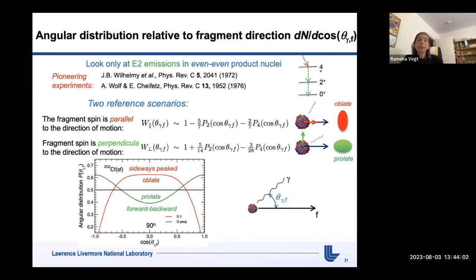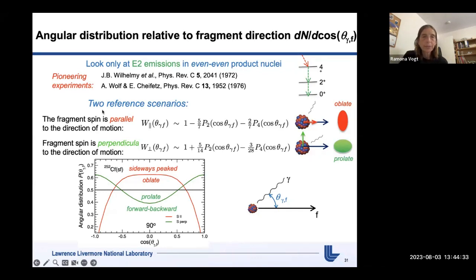And one thing we noticed is if you're looking at even product nuclei, so that means the neutron number and proton number are both even numbers. And that's just because some of these things are easier to measure. And that's actually what John Wilson and collaborators did in their Nature paper. They looked at even nuclei.